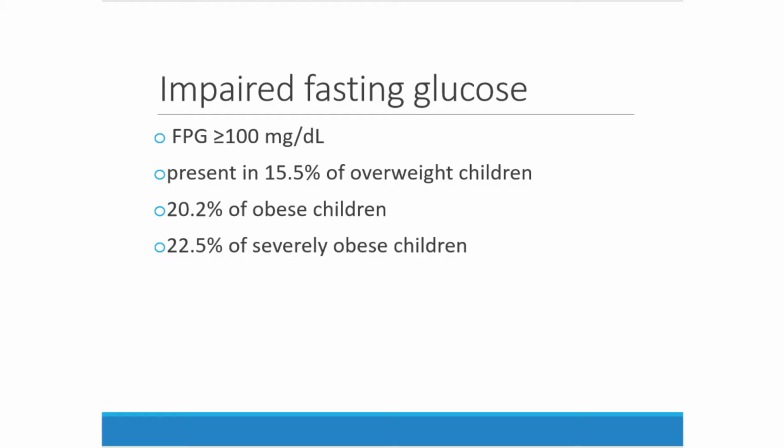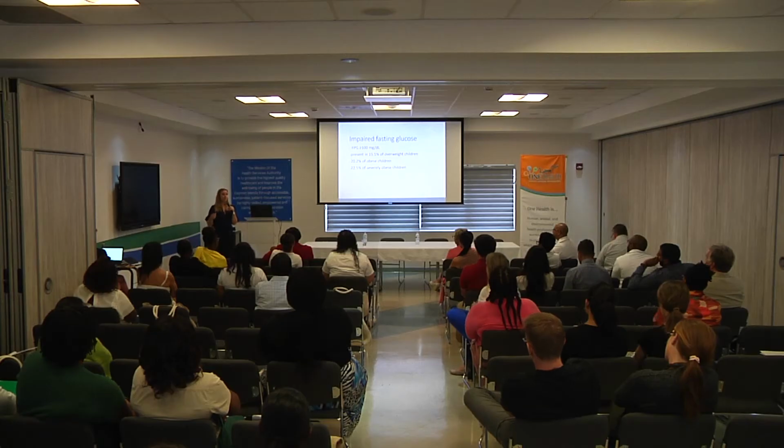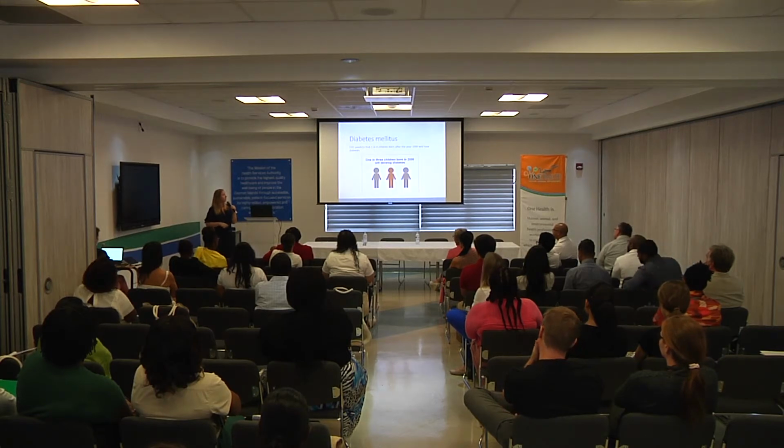When you think about impaired fasting glucose, so that's a fasting glucose over 100, it's present in 15% of overweight kids, 20% of obese children, and 22.5% of severely obese children. So again, this is something when you see these kids, you have to screen for this and see what's going on from a metabolic point of view.